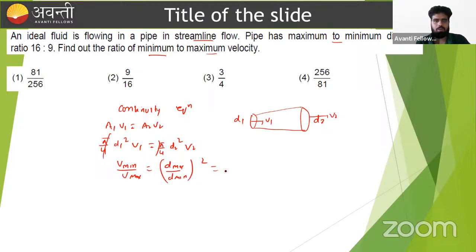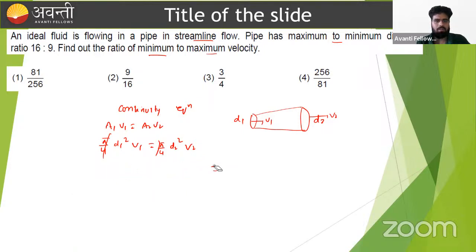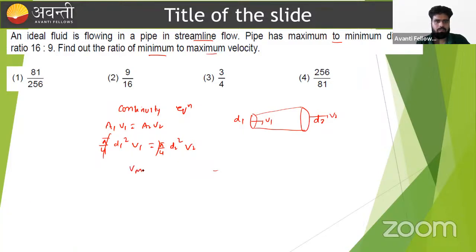So what will this value be equal to? What are the minimum velocity and maximum velocity? Putting the values given in the problem, v minimum upon v maximum will equal 9 square upon 16 square. What is this value? 81 upon 256, and this is very much obvious. V minimum is 81, V maximum is 256. That is again based on the continuity equation.